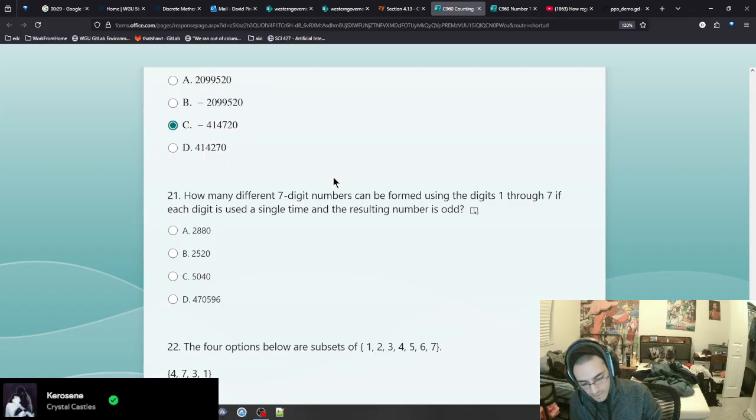I like counting in evens. I don't like counting in odds. I just write them down. 1, 2, 3, 4, 5, 6, 7. So it has to end in 1, 3, 5, or 7. Alright. So if it ends in a 1, right?